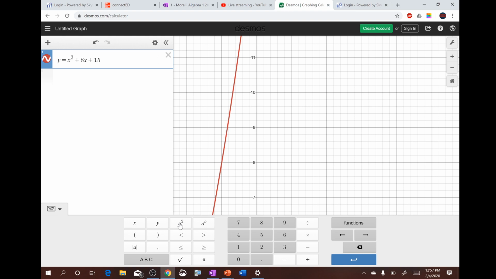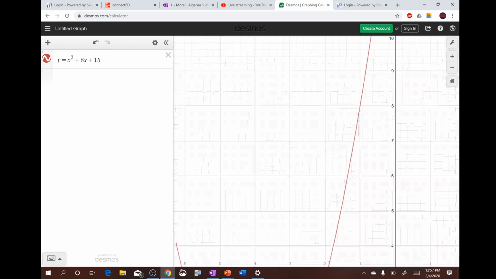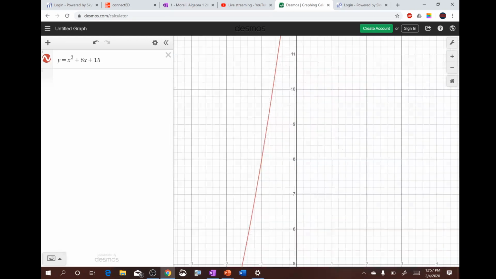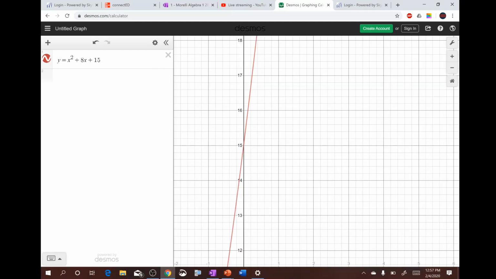Now, this is the big reveal. If we're wrong, then we don't know what we're doing, right? We know what we're doing though. That's all period. -5 and -3, and then let's go up and check that y-intercept. Exactly. Wow.